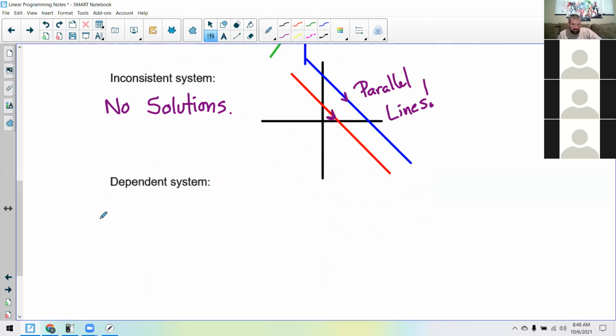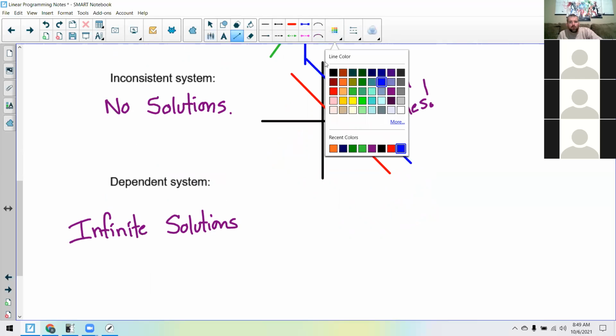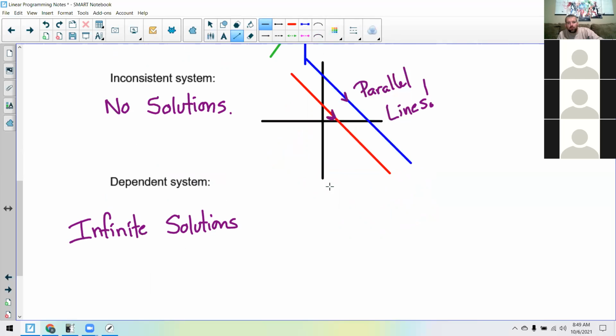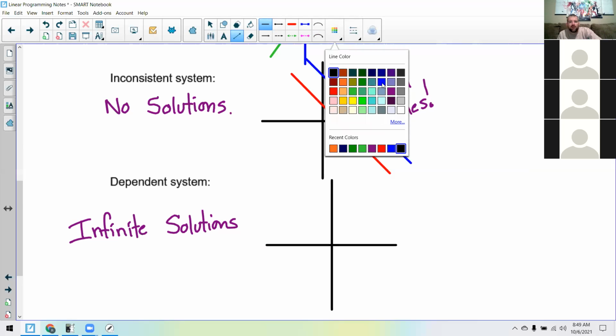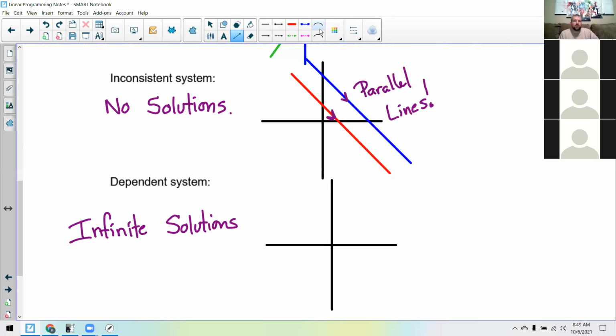Now, the last possibility is something called a dependent system, which is the case where there are infinite solutions. Now, this one's a little trickier, but how can I have a system with an infinite number of solutions?